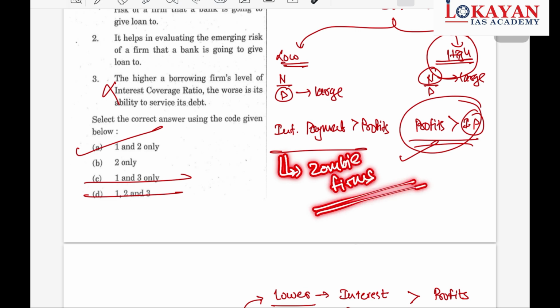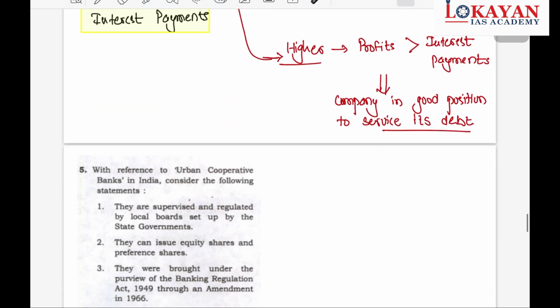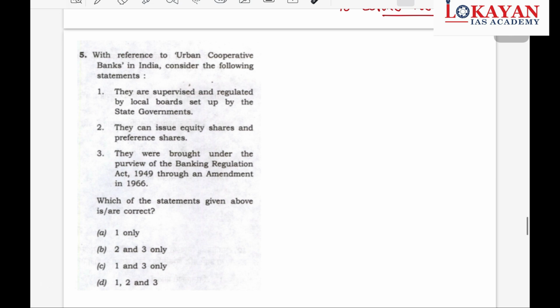Zombie firms. So A is the correct answer. Okay, now an important question regarding urban cooperative banks, which is in the news. So let's read the statement. With reference to urban cooperative banks, consider the following. They are supervised and regulated by local boards set up by the state bank. They can issue equity shares, and they were brought under the purview of the BR Act through an amendment.